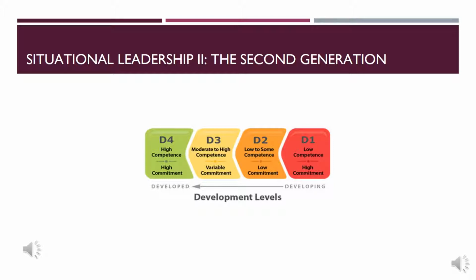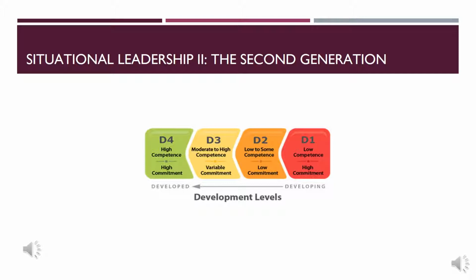Competence is defined as knowledge and skills that are gained from education, training, or work experience. Commitment is defined as a person's degree of confidence in themselves and their skills and their motivation to do the work. According to Hersey and Blanchard, they argue that there are 4 levels of development.